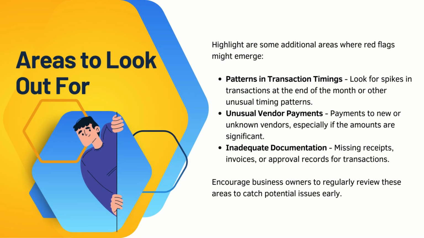Areas to look out for. Here are some additional areas where red flags might emerge. Patterns and transaction timings: look for spikes in transactions at the end of the month or other unusual timing patterns. Unusual vendor payments: payments to new or unknown vendors, especially if the amounts are significant. Inadequate documentation: missing receipts, invoices, or approval records for transactions. Encourage business owners to regularly review these areas to catch potential issues early.